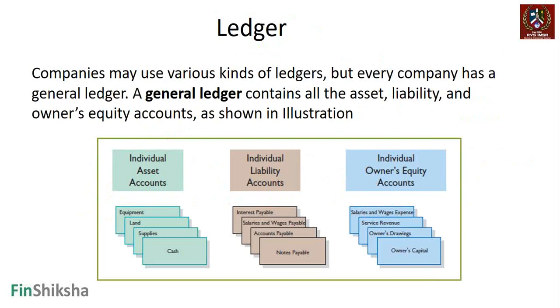Companies may use various kinds of ledgers, but almost every company will have a general ledger. A general ledger consists of all the asset, liability, and owner equity accounts, right? So individual asset accounts, individual liability accounts, owner equity accounts like equipment, land, supplies, cash, interest payable, salaries payable, accounts payable, notes payable, expenses, revenues, owner's drawing, owner's capital. So everything basically gets combined in this ledger. All these individual account headers are captured in the ledger of a firm.